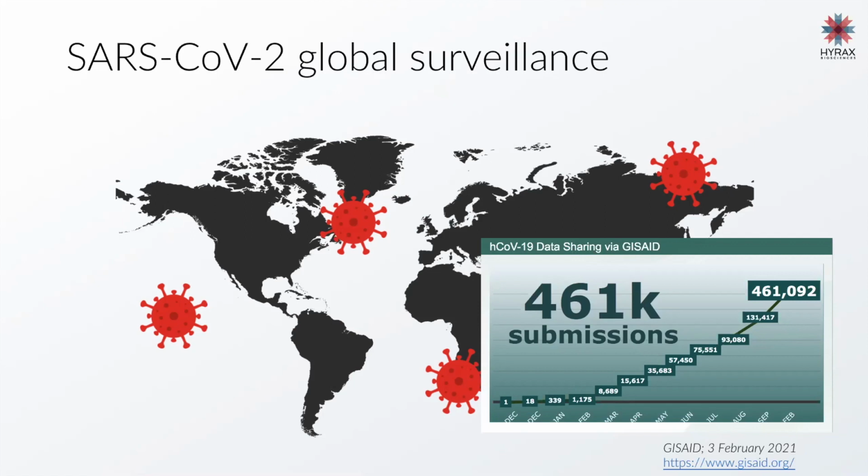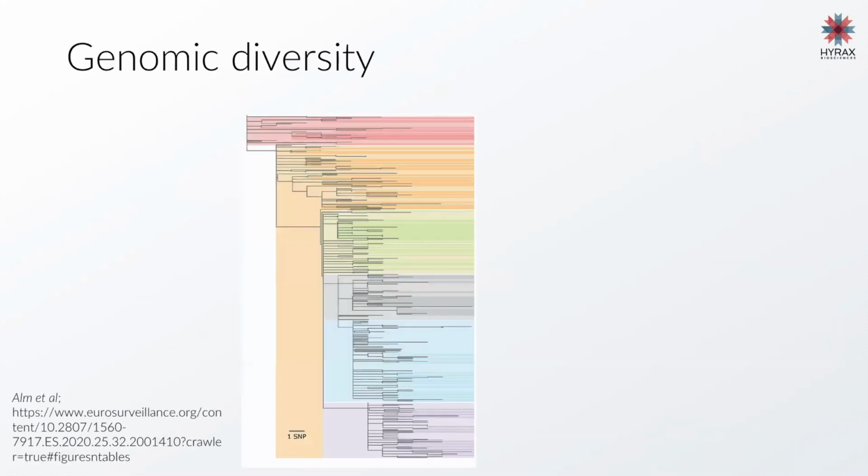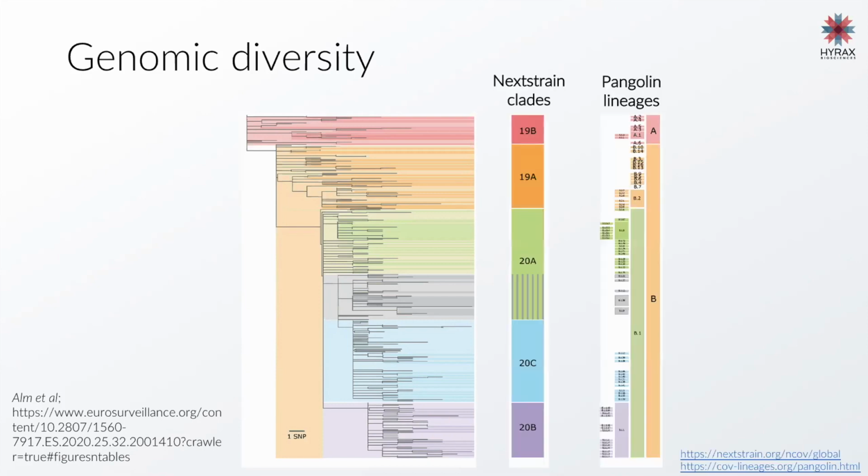So all of these 460,000 sequences can be represented on a phylogenetic tree or a schema such as this one. This image is taken from Alm et al. in a publication from last year. And what it represents is every sequence available in the public repository grouped in different ways. So for SARS-CoV-2, there are two commonly used terms or methods to group the sequences. These are clades and lineages. And for each of these, Nextstrain is used to define the clades and Pangolin for the lineages.